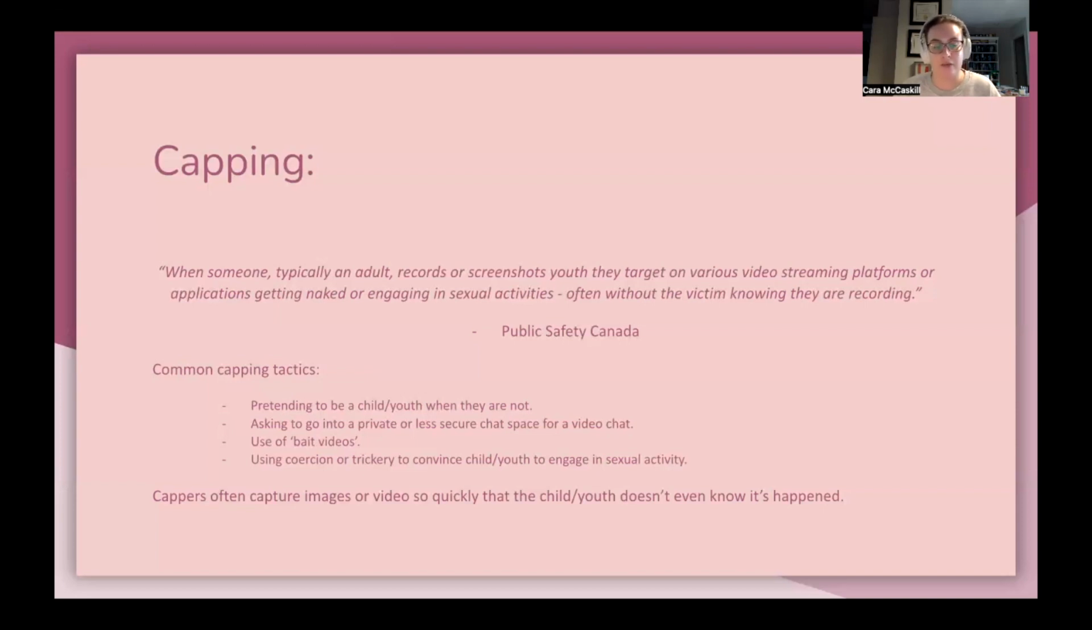So once they get the victim into that private or less secure chat space for video chat, they'll often capture the images or videos that the child or youth sends them so quickly that they don't even know that it's happened. And by the time they do know, they are unable to do anything about it because the perpetrator will then disappear. So again, these things happen very quickly, and there's heavy use of coercion and trickery in these online chat spaces that put victims at risk for things like capping.